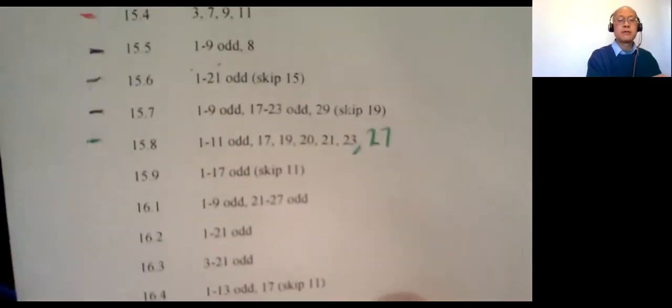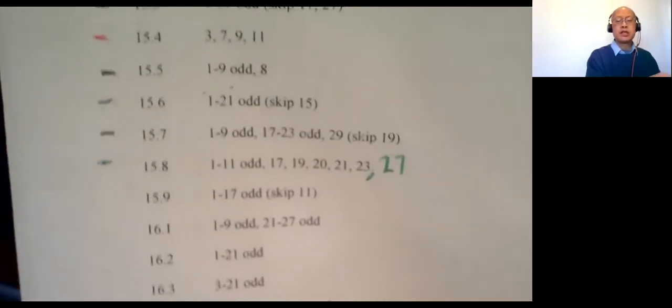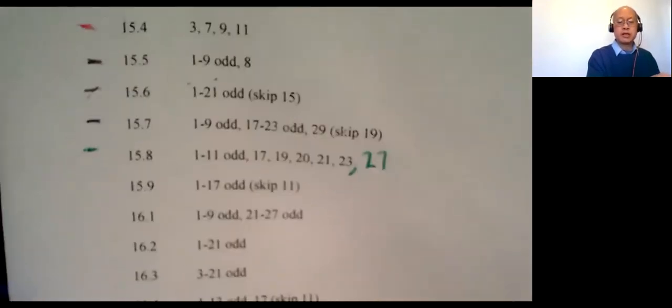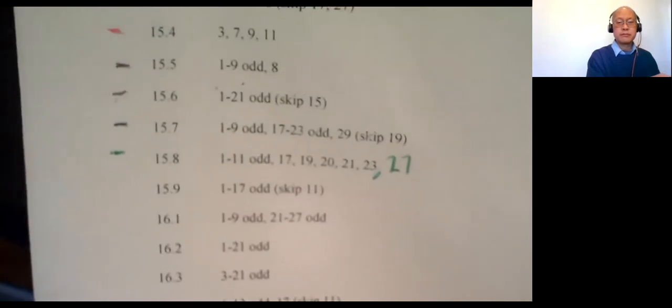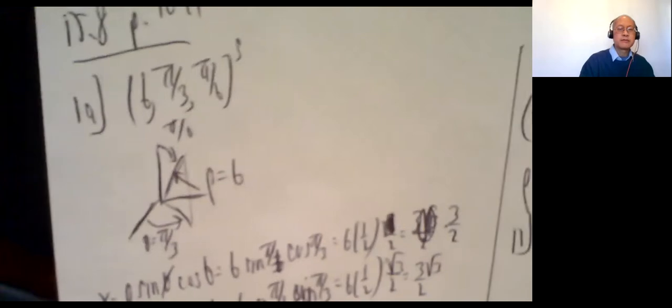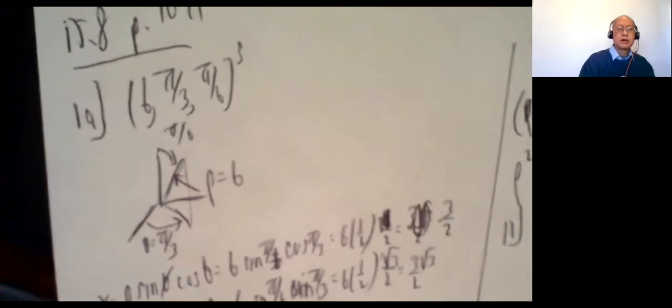Okay, so we're starting 15.8. 1 to 11 odd, 17, 19, 20, 21, 23, put in 27. Okay, to give us a point in spherical coordinates, 6, pi over 3, pi over 6. So I have where it is in space.